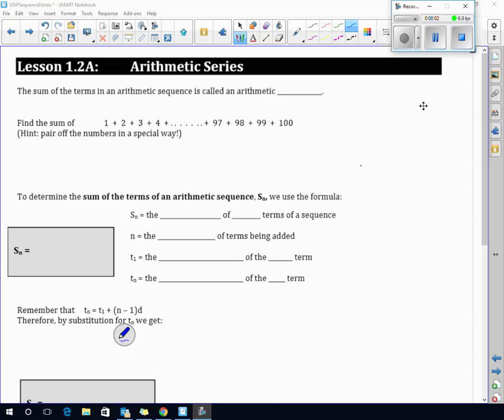So the sum of the terms in an arithmetic sequence is called an arithmetic series. So, find the sum of 1 plus 2 plus 3 plus 4 plus and so on, plus 97 plus 98 plus 99 plus 100. So, does anybody think they know the answer?